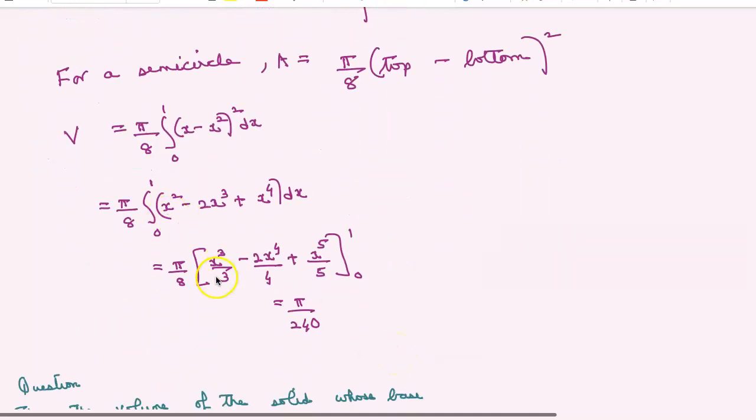Integral of x squared is x cubed by 3, minus 2 times the integral of x cubed, which is x raised to 4 by 4, plus the integral of x raised to 4, which is x raised to 5 by 5, within the limit 0 to 1. So you get pi by 240.